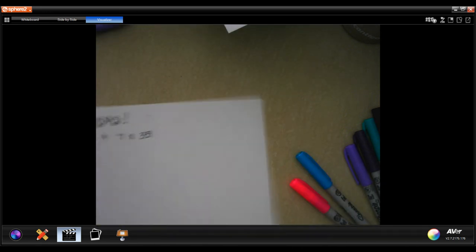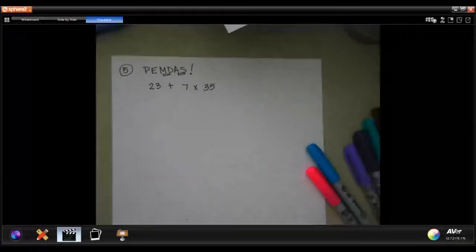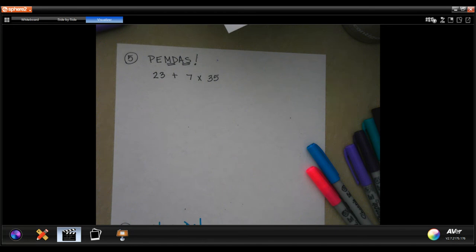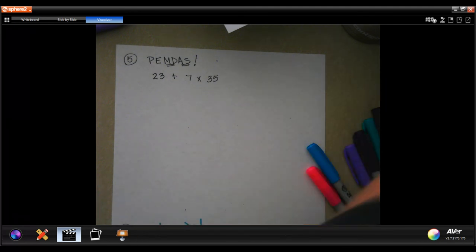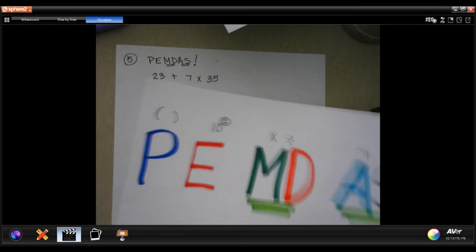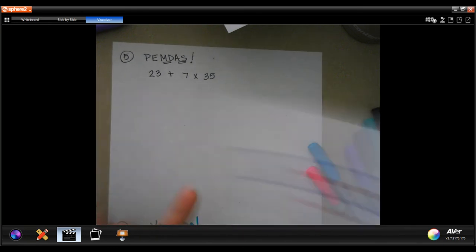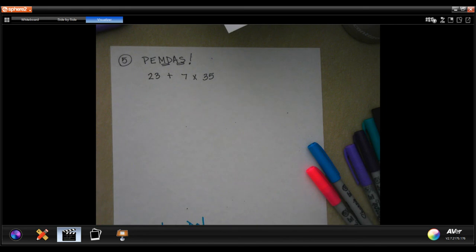Okay, guys. Number 5 says 7 busloads, each carrying 35 students, arrived at the game, joining 23 students who were already there. Evaluate the expression 23 plus 7 times 35 to find the total number of students at the game. Now, you need to remember PEMDAS. Okay? So, we don't have any parentheses. That's not an issue. Okay? We don't have any exponents. We do have multiplication and division, so that's the part we're going to do first.